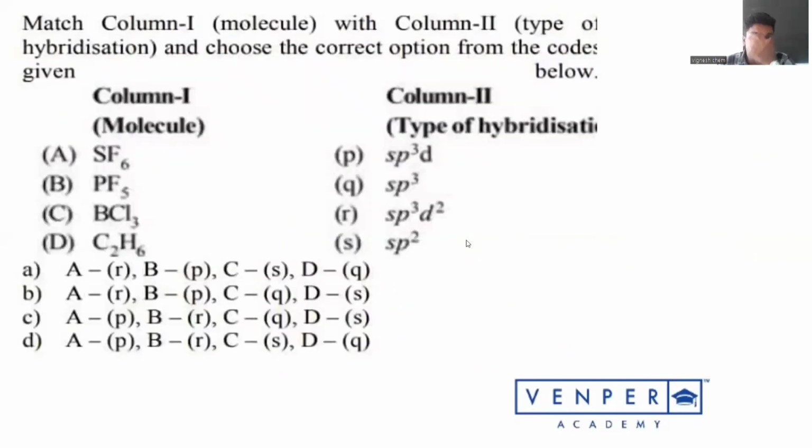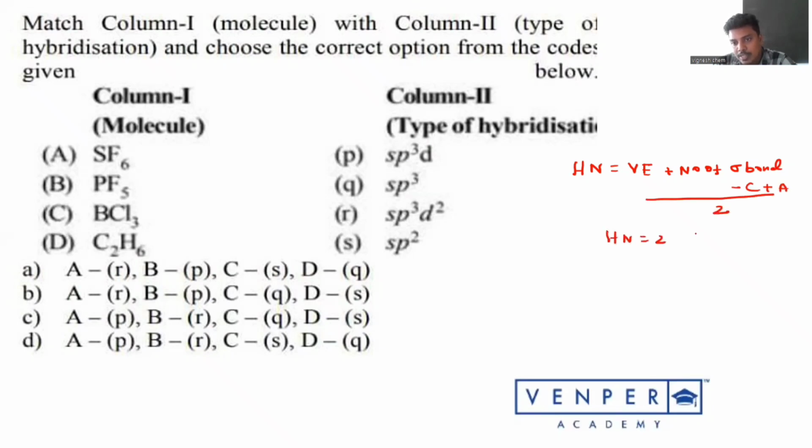See, match the following, with column 1 and column 2 given. They are asking about hybridization, right? What is the hybridization of SF6? See, we know the simple formula for hybridization: the valence electrons plus the number of sigma bonds, minus cation and plus anion, divided by 2. If the number is 2, that is sp. If 3, sp2. If 4, sp3. If 5, sp3d. And if 6, sp3d2.